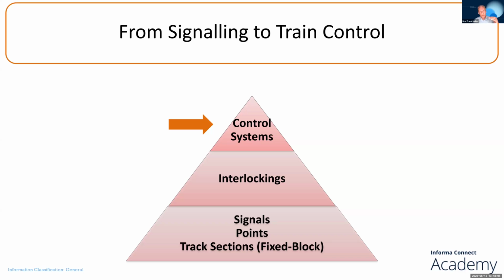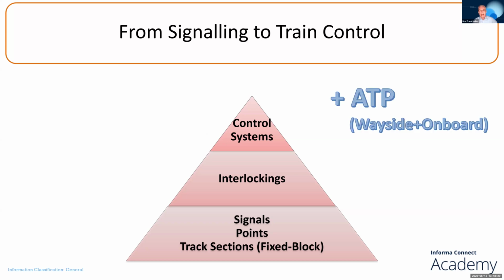So if we go from this conventional signaling one step up to what I call protected signaling, how does it look like? Well, you still have the same signaling components, but you have something else. And this something else is called ATP. And ATP is an acronym for automatic train protection. And the big difference here, and it really is a big difference for many railways, automatic train protection needs something on board of the train to actually provide that protection. You cannot protect the train without something sitting on the train doing that.